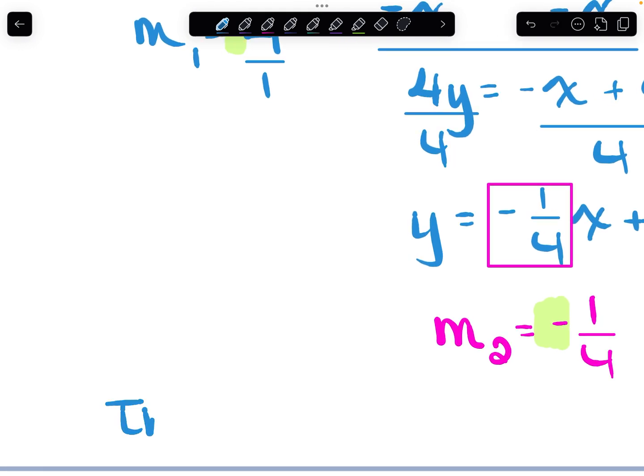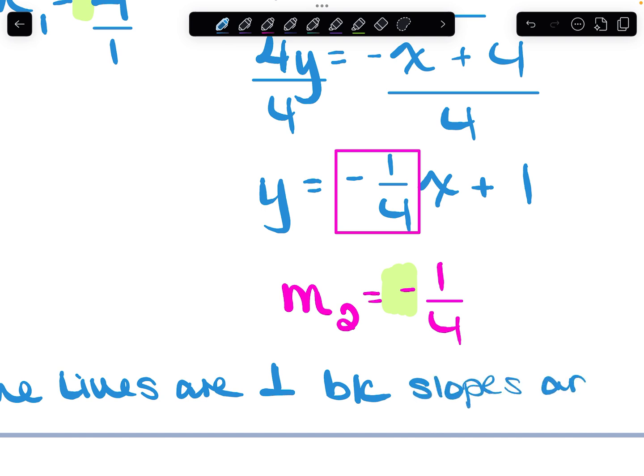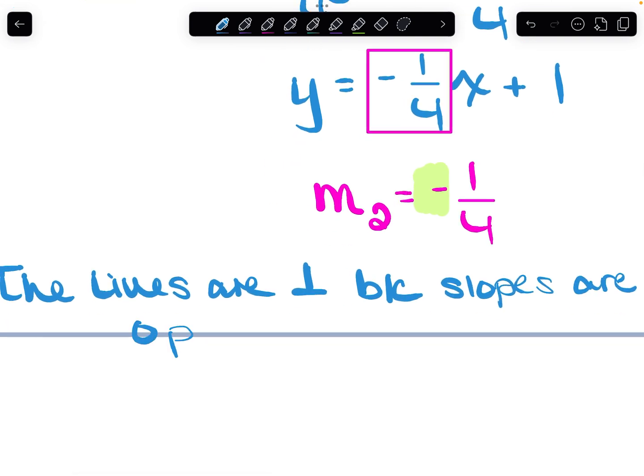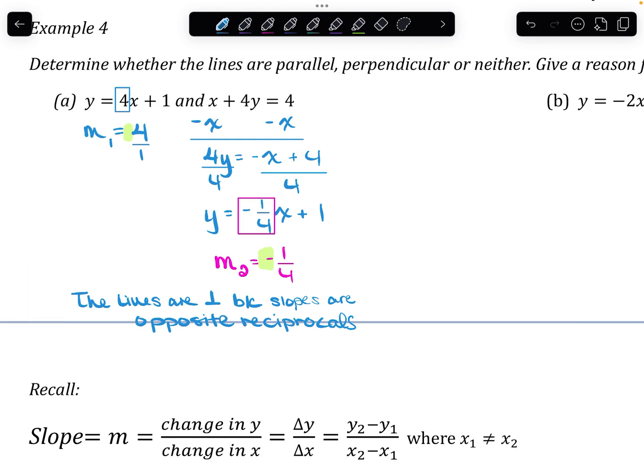So the lines are perpendicular. If you want to use the symbol, you can. In the homework, you're going to have to probably do a drop down or a type. Are perpendicular. Upside down capital T is the symbol for perpendicular. Because the slopes are opposite reciprocals. Or you could say the slopes' product is -1. So again, opposite reciprocals or the product is -1. Either one is fine. Just depends on which one you have a choice of.